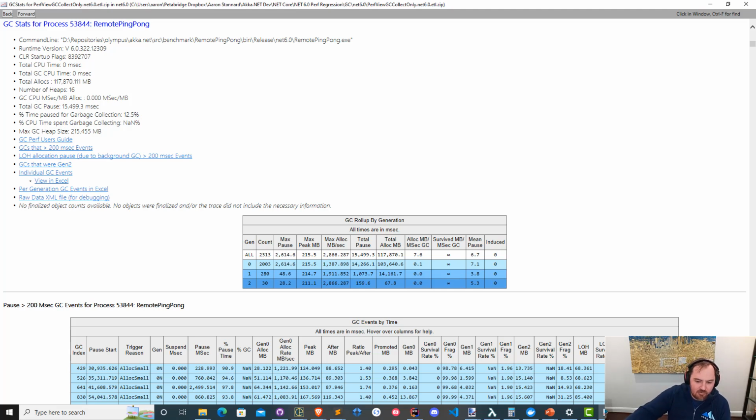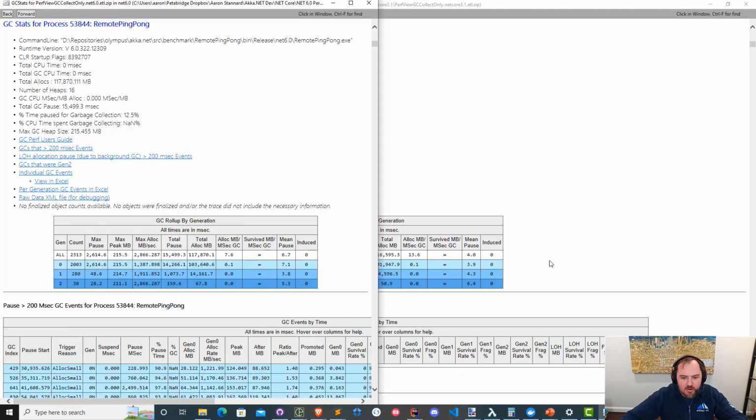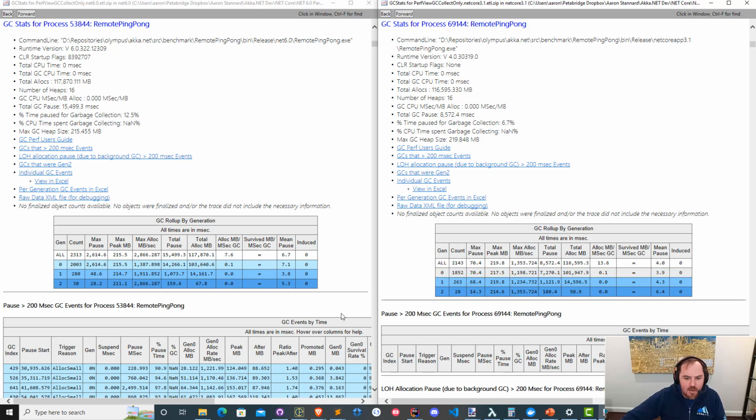So let's take a look at the numbers. We can see that the Gen 0 garbage collection was about twice as expensive on .NET 6 as it was on .NET Core 3.1. That is probably trouble. Let's do a side-by-side comparison real quick. I'll put these numbers right next to each other. We can see that we went from 3.9 milliseconds per collection on .NET Core 3.1 to 7.1 on .NET 6.